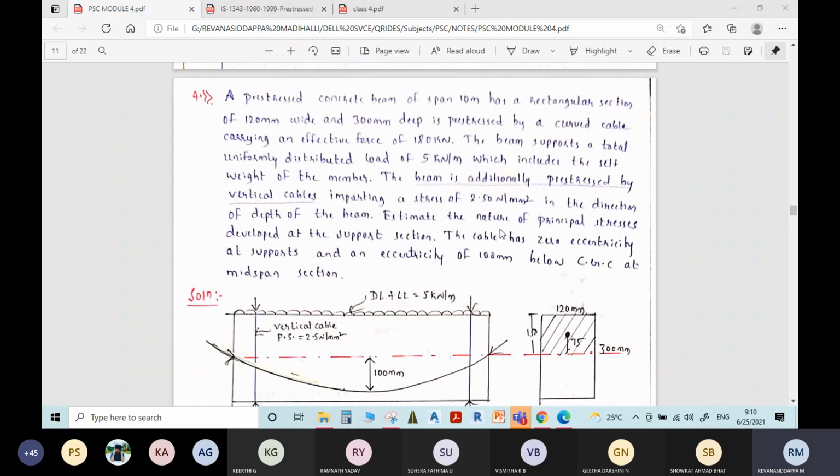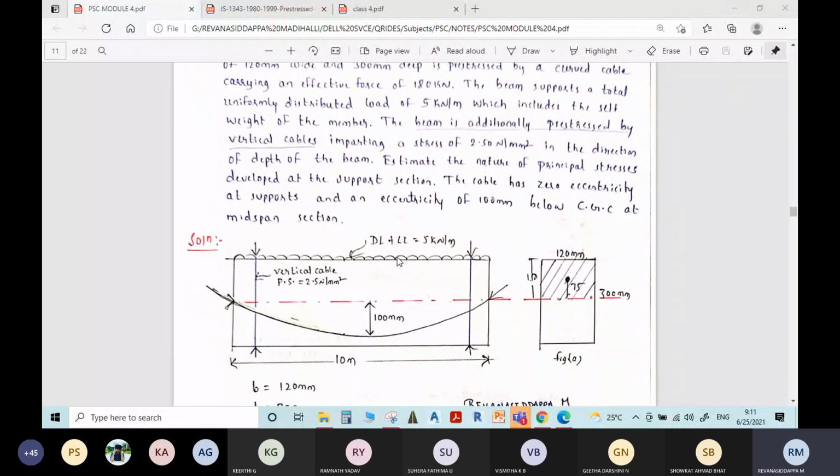Estimate the nature of principal stresses developed at the support section. Okay, principal stresses we need to find. The cable has zero eccentricity at supports and an eccentricity of 100 mm below the center of gravity at mid-span section. It is a parabolic cable. So for the data given, I have written the figure. You also write the cross section of the beam and sectional elevation, show the cable, and the loading also. The vertical pre-stress is also shown here. It is given in the problem, 2.5 newton per mm square. Write it.